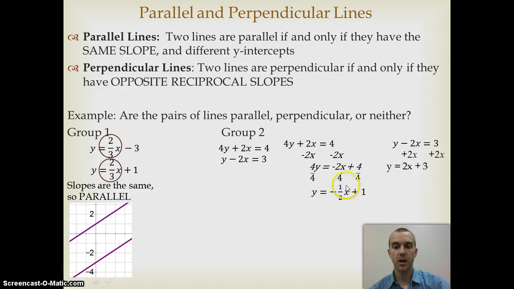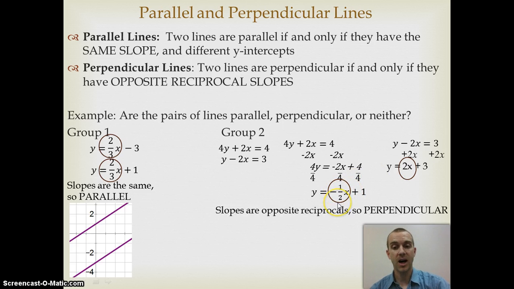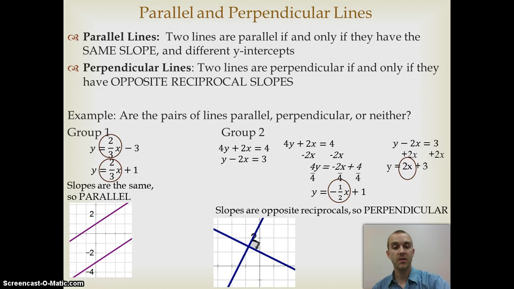So now I'm going to compare my slopes. I have positive 2x and negative 1/2 x. Well, they're opposite signs, and if I think of this as being 2 over 1, its reciprocal would be 1/2. So they are opposite reciprocals, so they are perpendicular lines. And if I graph them, I could measure that angle that's in between there and see that it is a 90-degree angle.